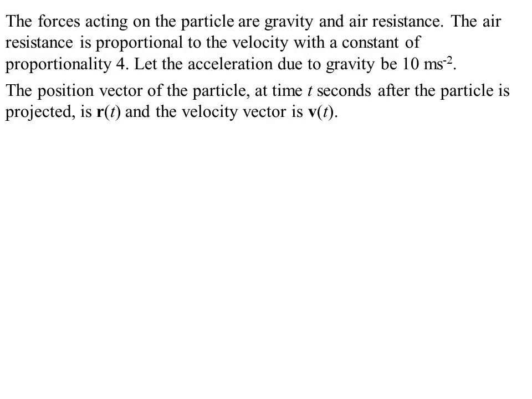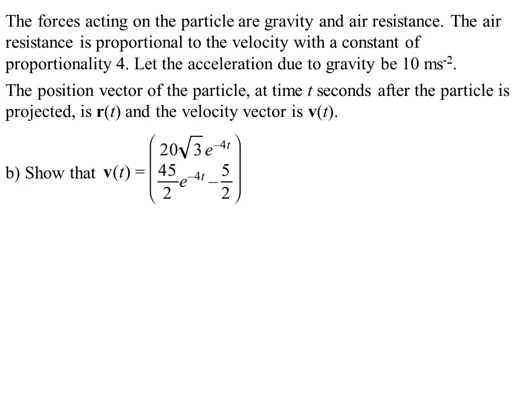Now we're throwing resistance into our projectile motion question. So the force is acting on the particle. Yes, we do have gravity, but we have air resistance as well. And that resistance is proportional to the velocity, and that constant of proportionality is 4. Gravity, to make life a little bit easier for ourselves, is going to be 10. The position vector of the particle at time t is r, and the velocity vector is v. Show that v is that expression. So we've got to work out the velocity vector.